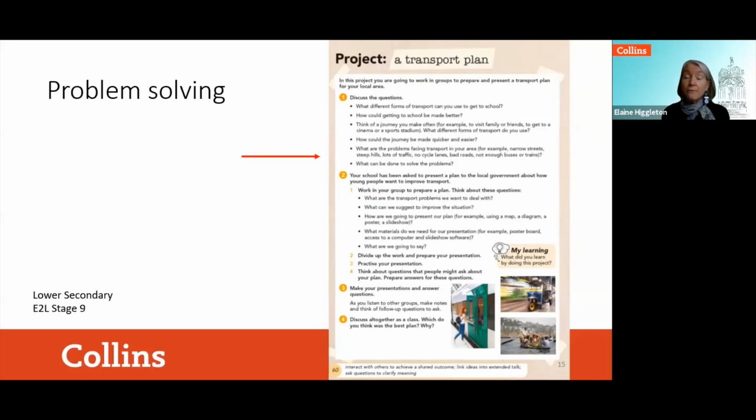So there's a lot of scaffolding here. The students, yes, are practicing language for communication, but they are also practicing problem-solving skills. You can see, this is a really good example. You can immediately see this would link very nicely to some global perspectives challenges.